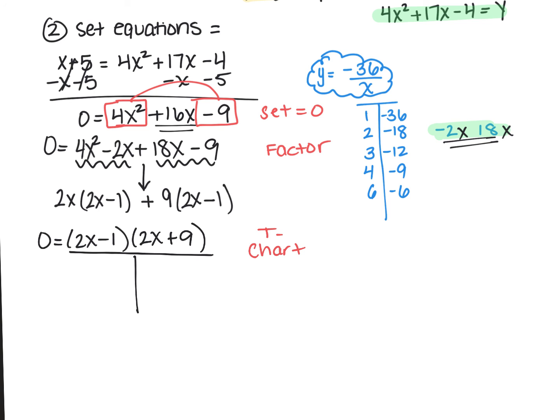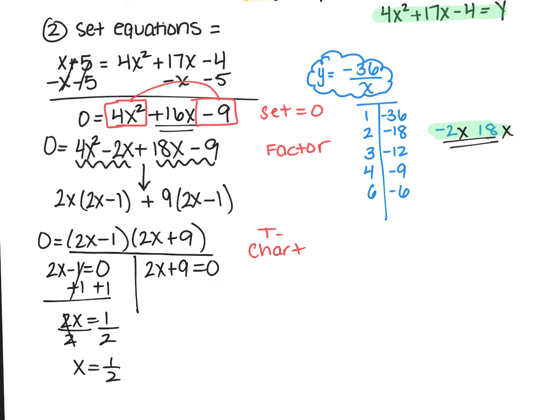We're going to set each piece equal to 0. So 2x minus 1 equals 0. Solve, adding 1 to both sides, dividing by 2. So x equals 1/2. Take your 2x plus 9, set that equal to 0, and quickly solve. Subtract 9 on both sides and divide by 2. So x equals negative 9/2.